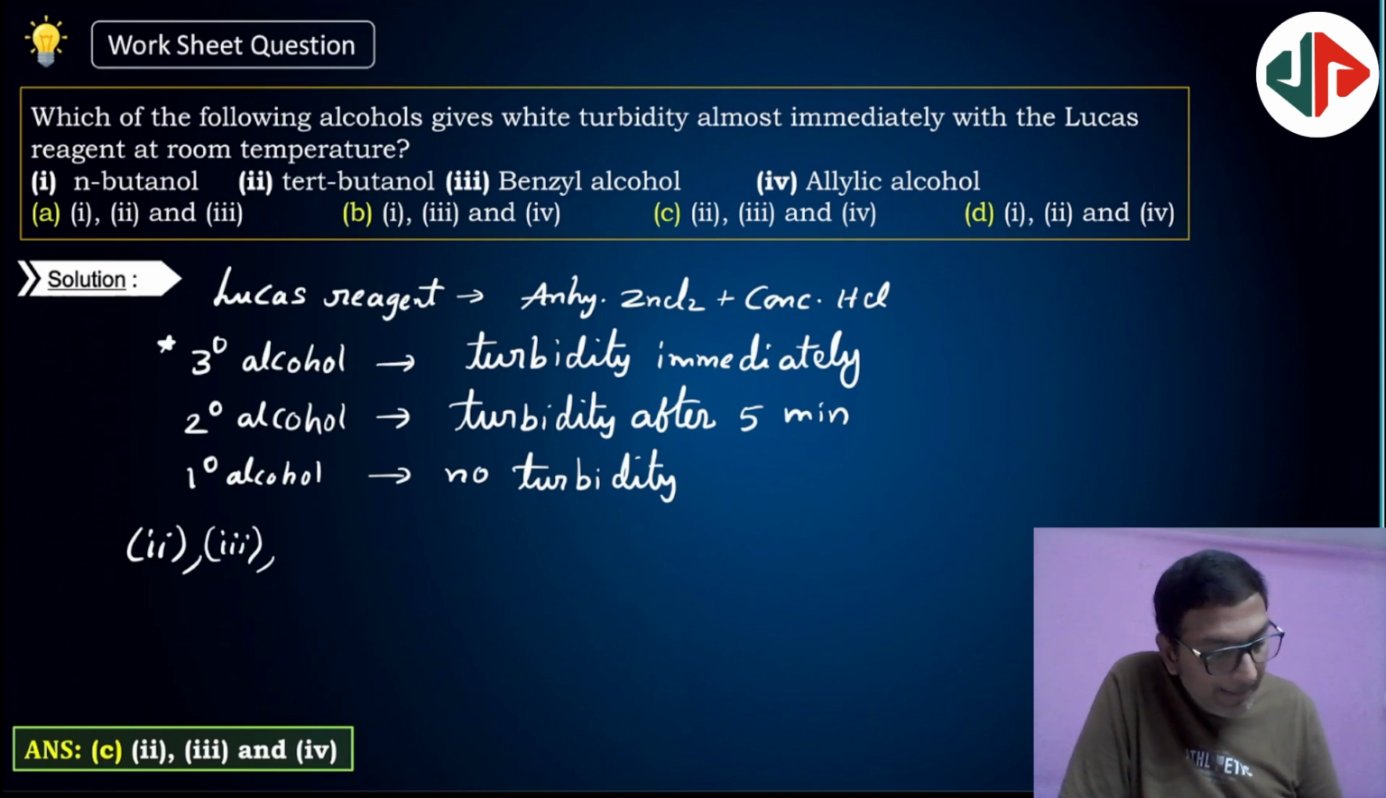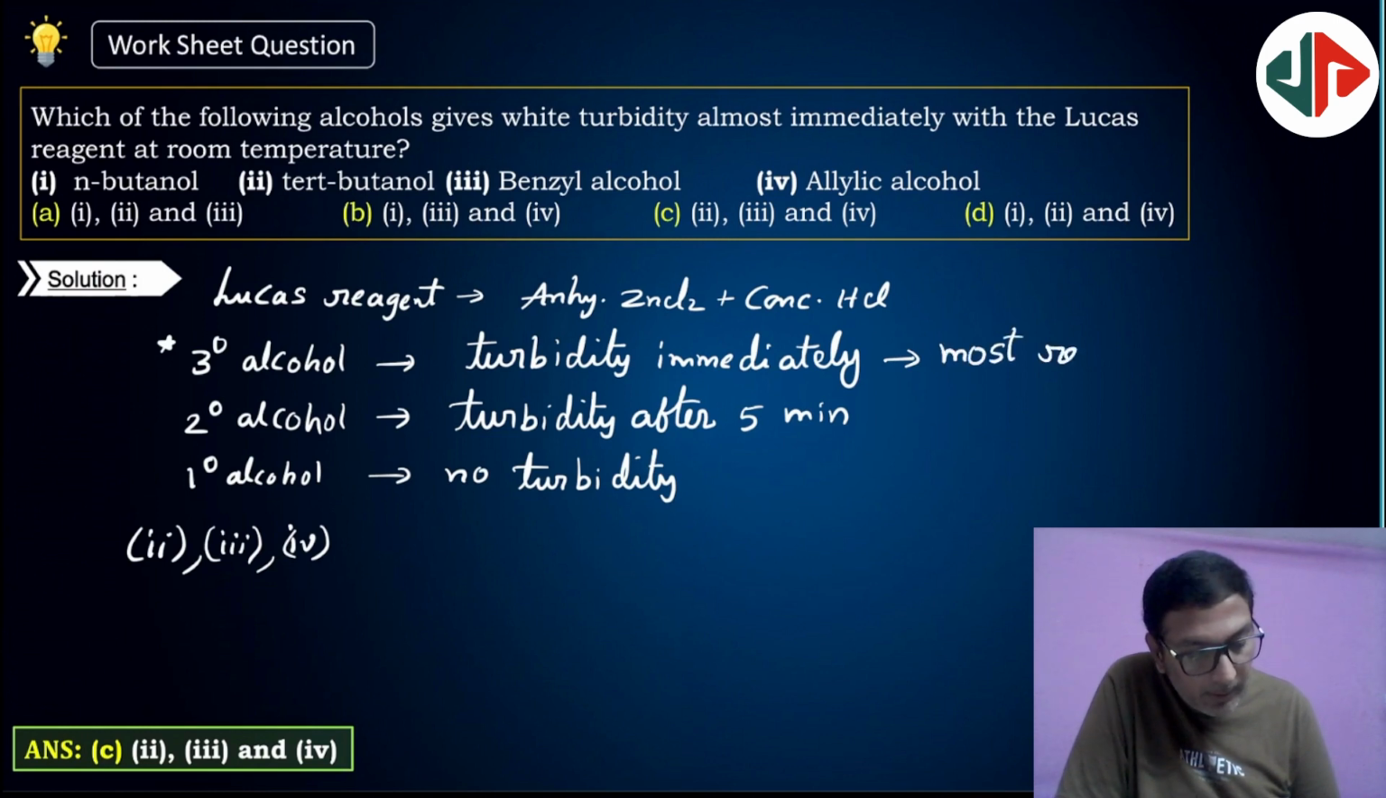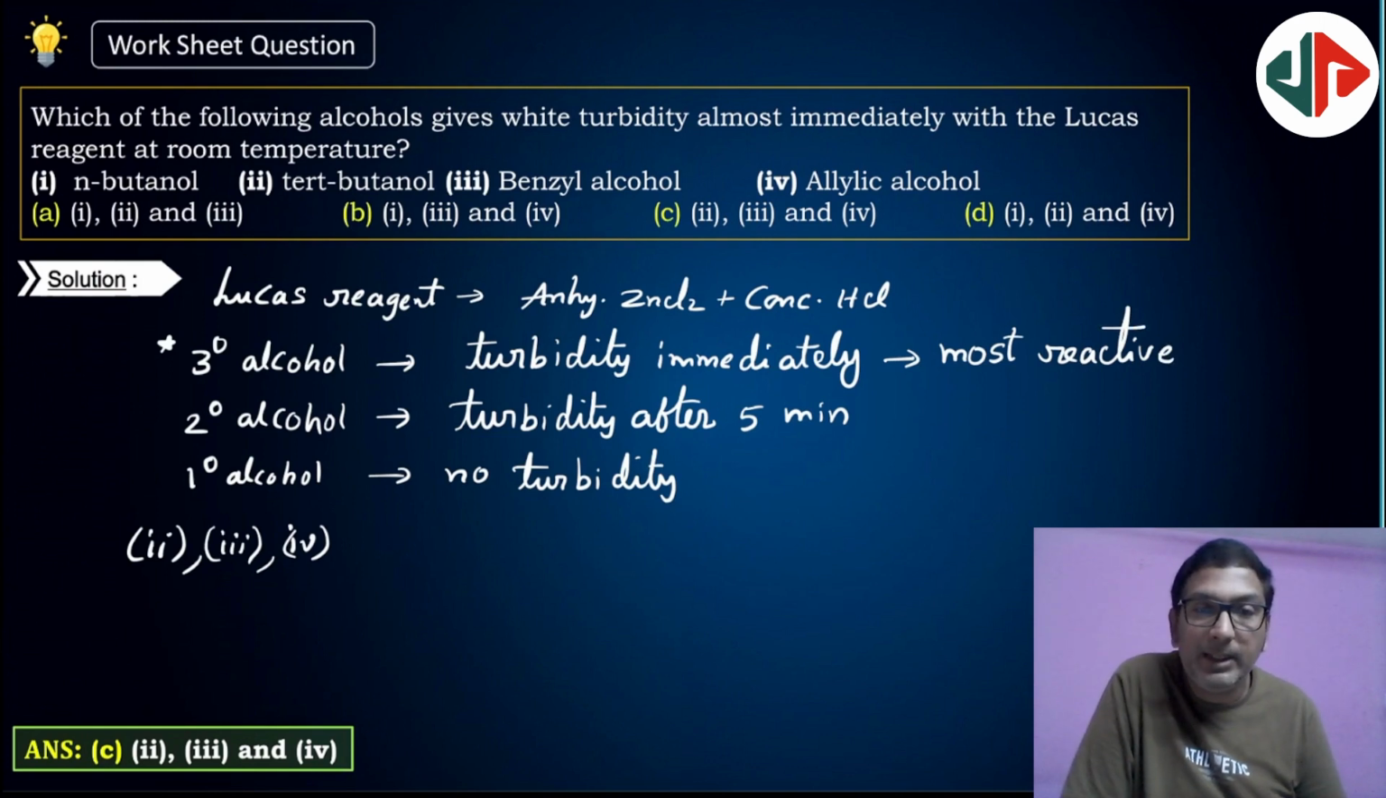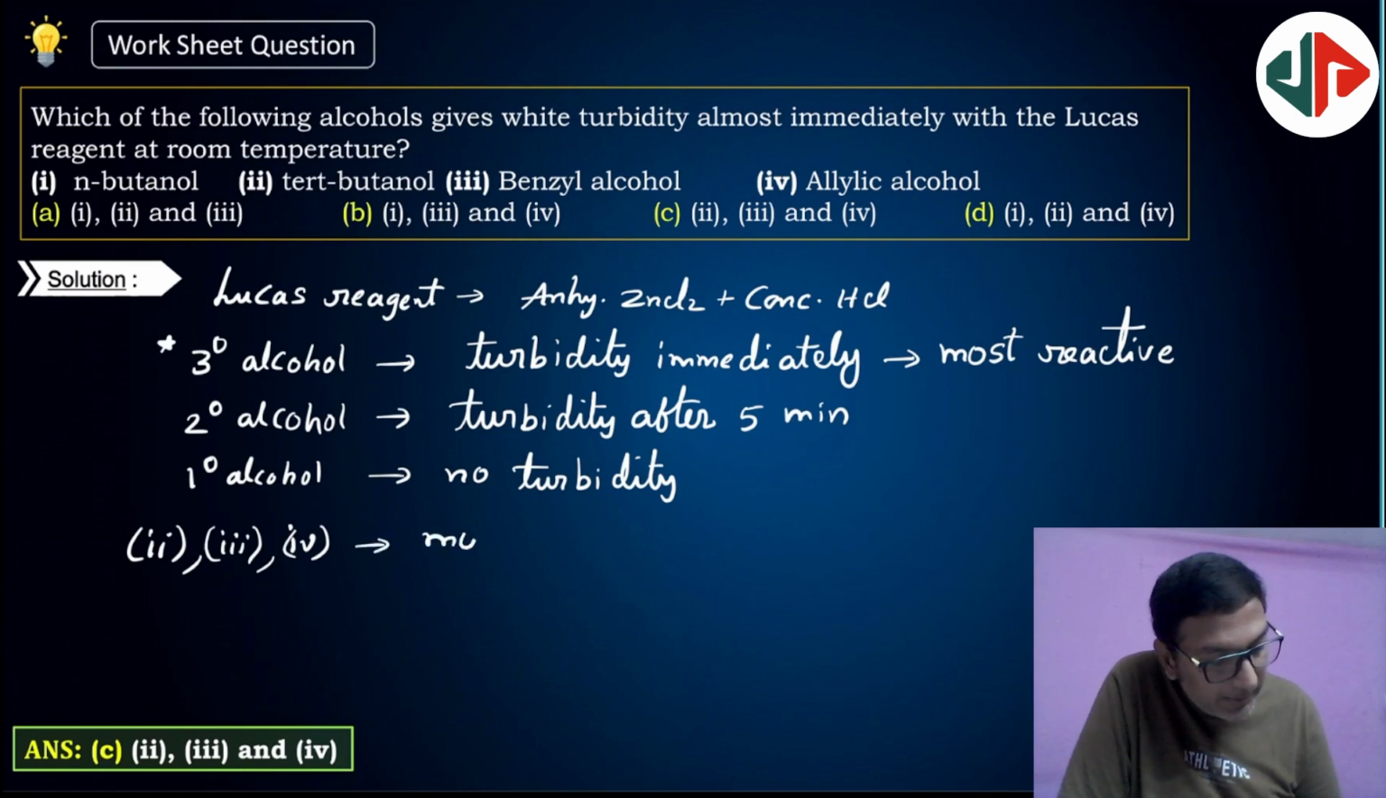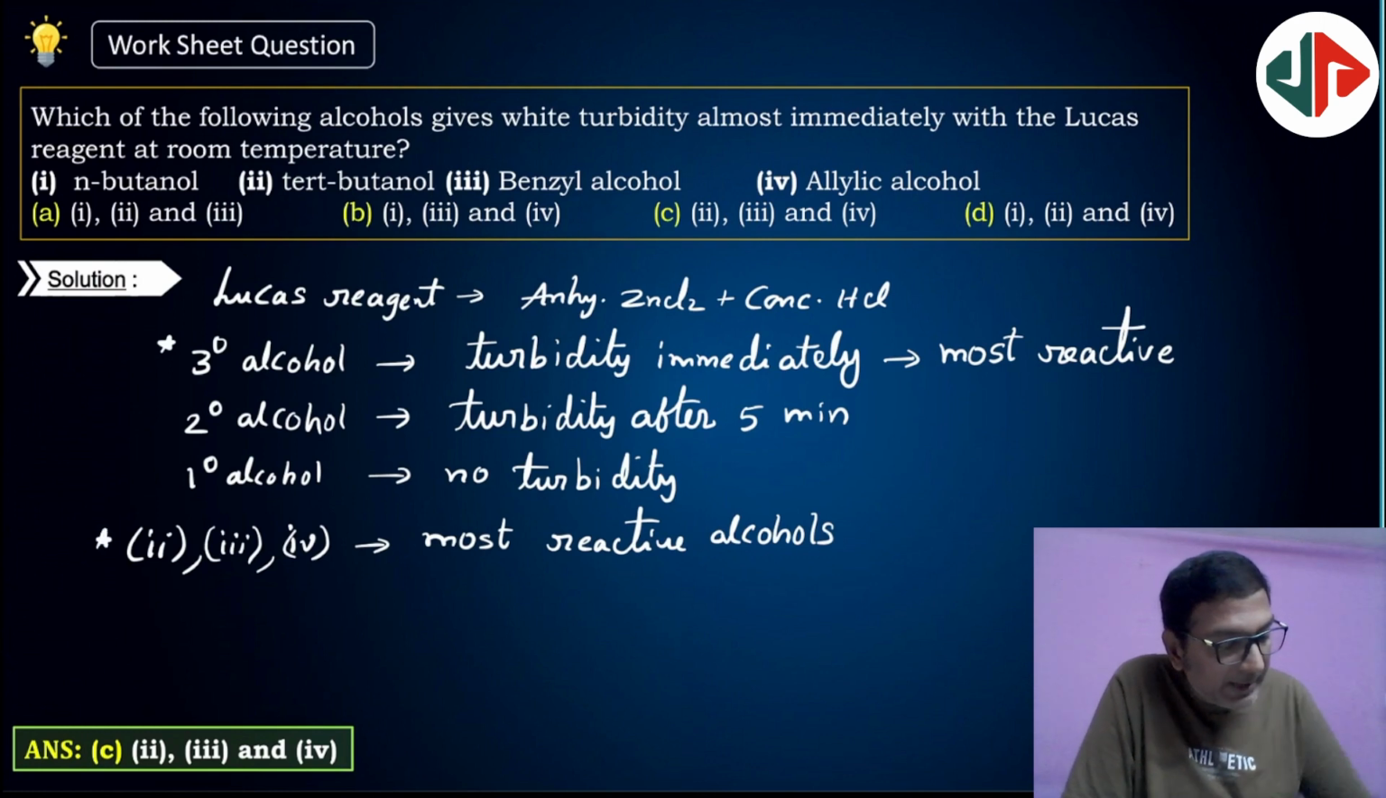Next, allylic alcohol, that is also more reactive. Tertiary alcohol gives turbidity immediately, which means most reactive. So the most reactive alcohol will give turbidity immediately. Therefore 2, 3, 4 are the most reactive alcohols. Therefore these 3 compounds give option C.